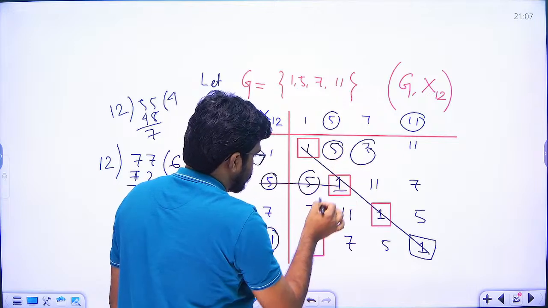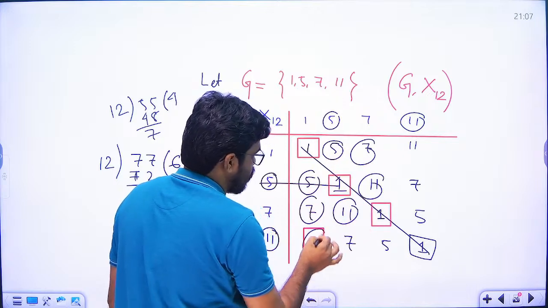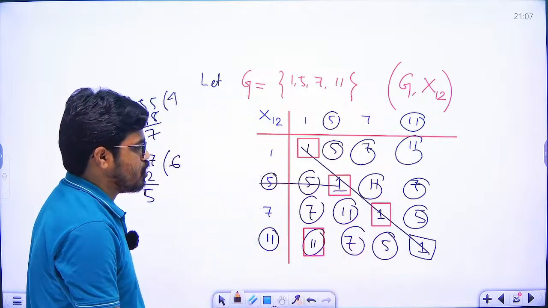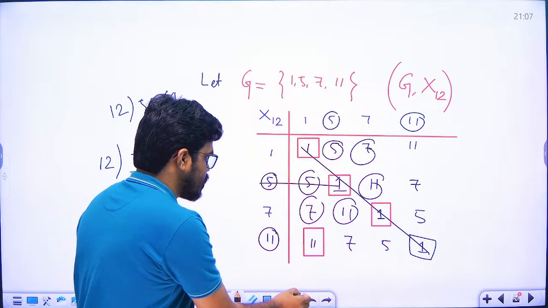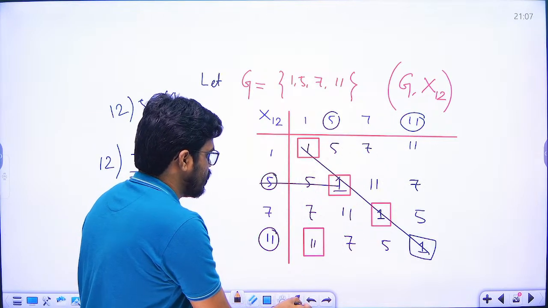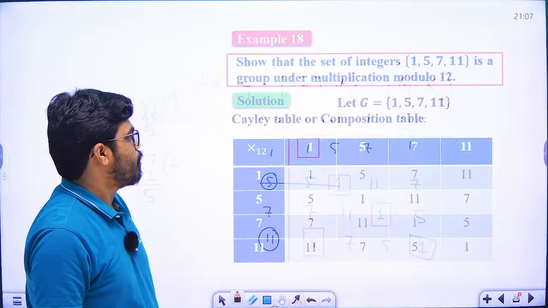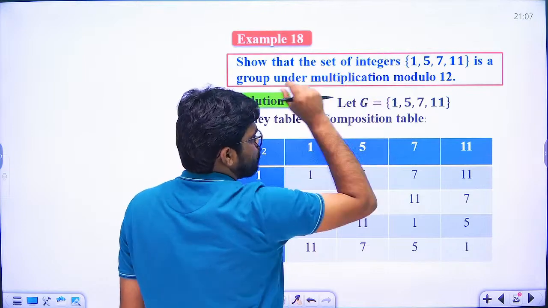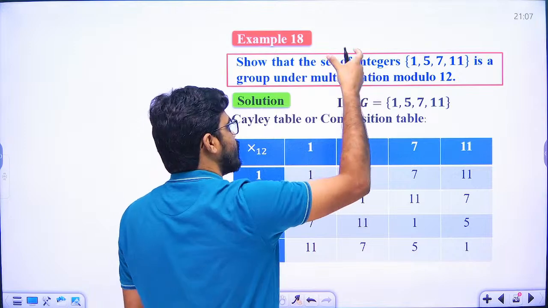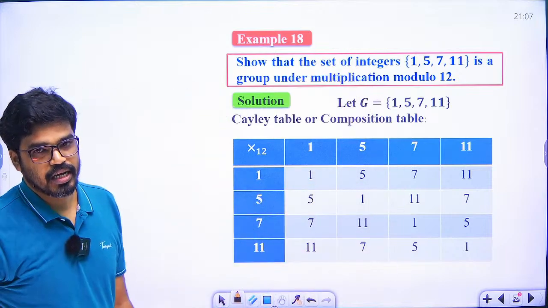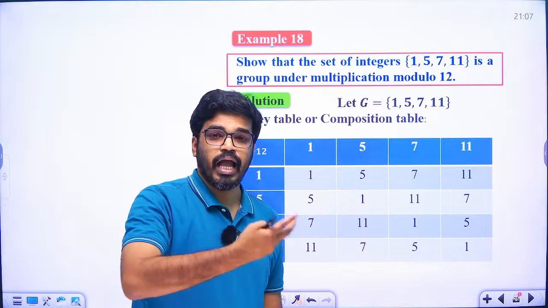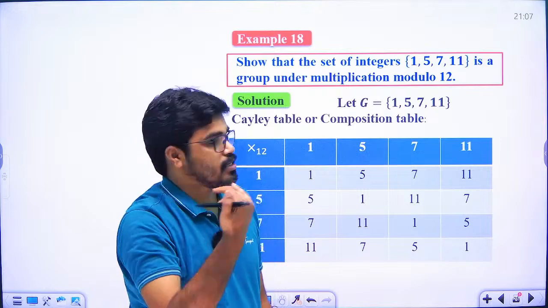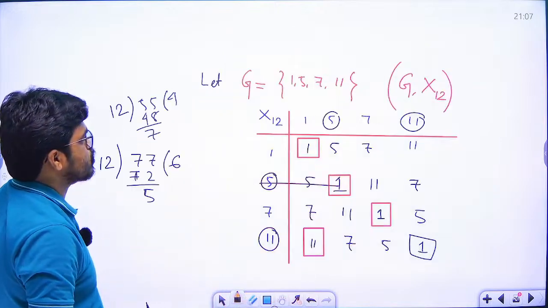Now just see about the principal diagonal. Is this symmetric, yes or no, about the principal diagonal? This is symmetric, right? So we conclude that this is a commutative group. So this forms a commutative group under multiplication modulo 12. Clear? The previous two examples I did were addition modulo; this problem is multiplication modulo. Okay, I think that's clear. So next example.